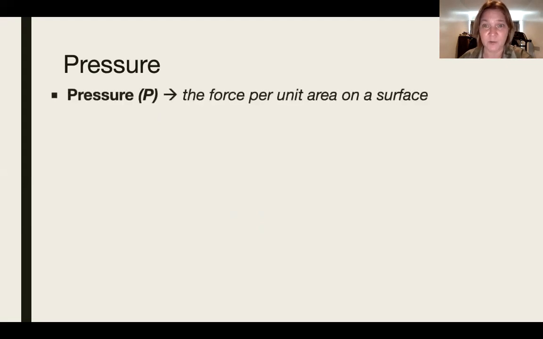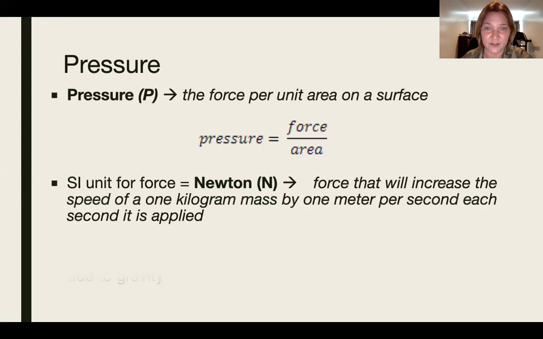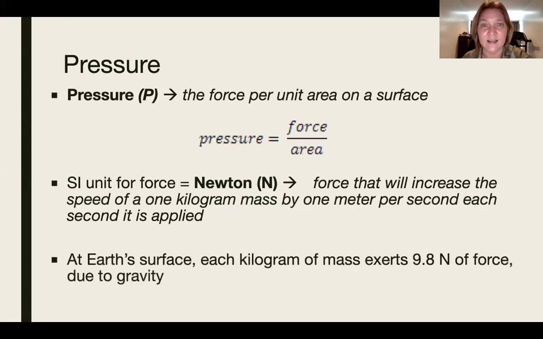Pressure is the force per unit area on a surface. So we know pressure is force over area. The SI unit of force is the Newton, although in chemistry we very rarely use Newtons. At Earth's surface, each kilogram of mass exerts 9.8 newtons of force due to gravity.